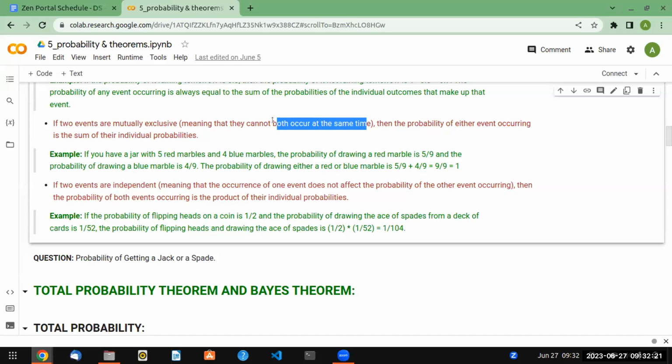Now, if the events are not overlapping or not occurring at the same time, what is the probability of drawing either a red or blue marble? It is the probability of drawing red plus the probability of drawing blue. That means 5 by 9 for the red marble plus 4 by 9 for the blue marble.